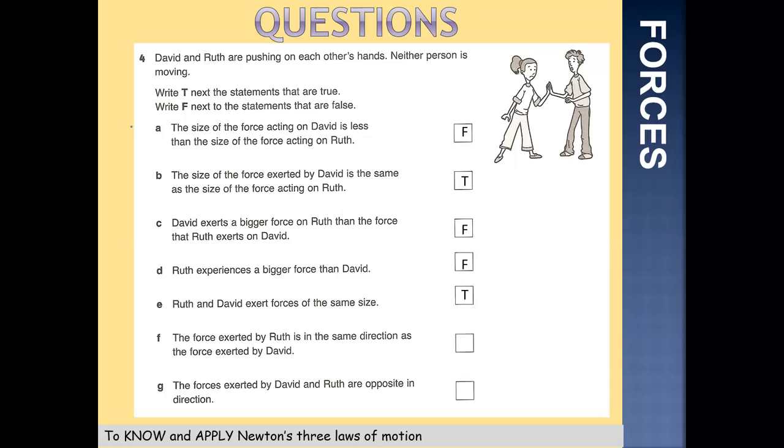And here comes the second part, opposite. The force exerted by Ruth is in the same direction as the force exerted by David. That's false. Again, equal and opposite. So G, the forces exerted by David and Ruth are opposite in direction. That's completely true. Okay, so that was a really quick run through Newton's three laws.